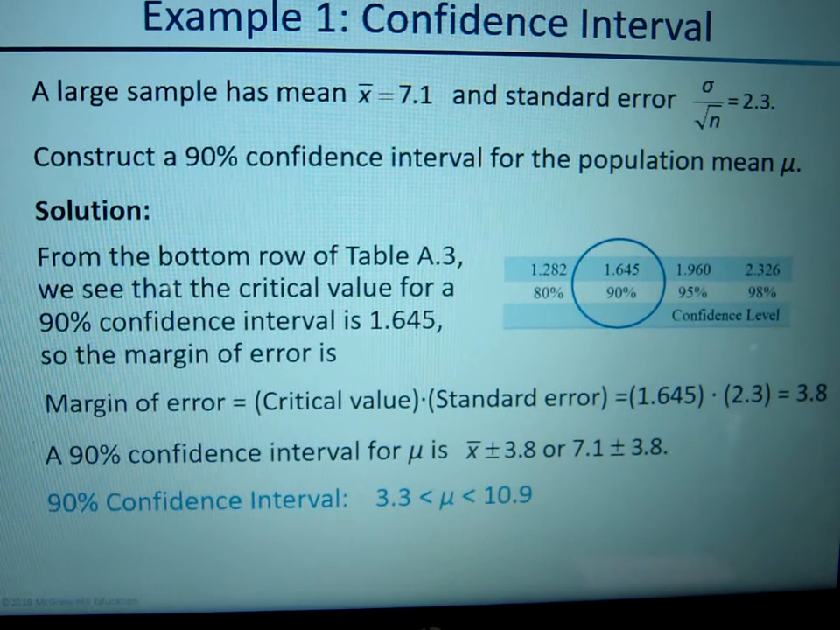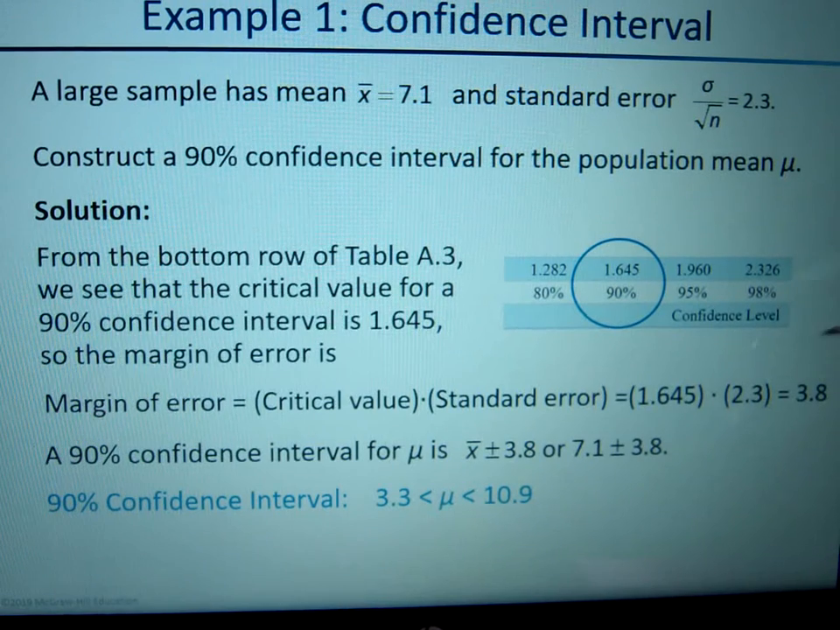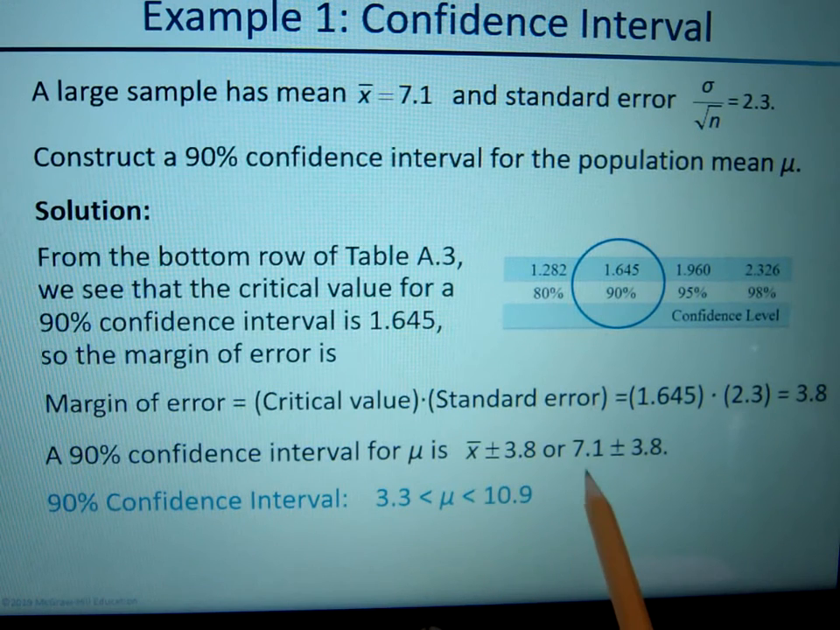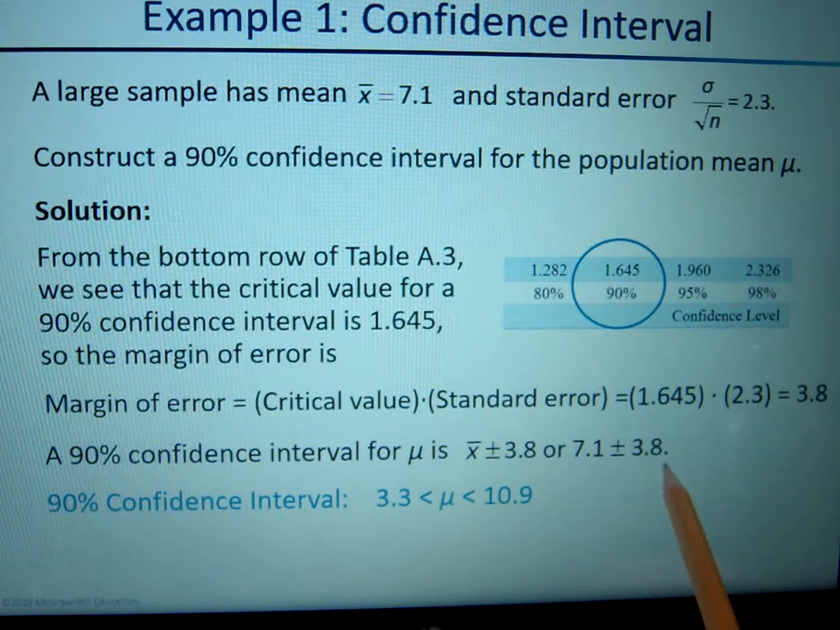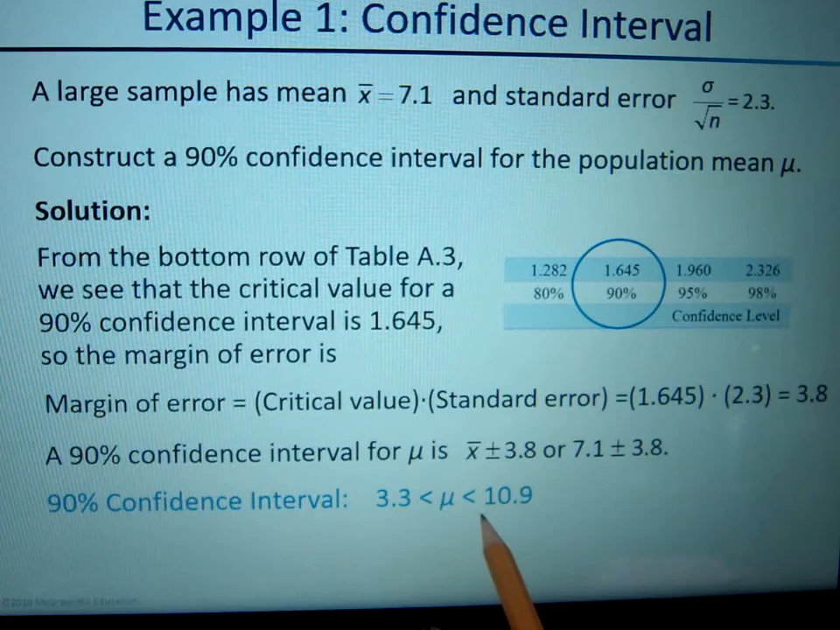So we're going to take our critical number, which is 1.65, times our standard error, which is 2.3, and we will get 3.8. So that means for a 90% confidence interval, we're going to take our mean value, which is 7.1, give or take, plus or minus 3.8. So when I add that and subtract it, I will get the interval of 3.3 to 10.9, not inclusive.